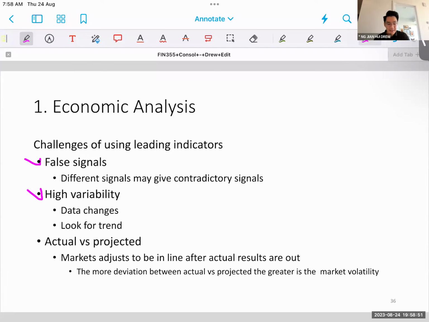So there's high variability because things keep on changing, data changes, of course, actual versus projected, right? With leading indicators generally, we might see things like order books. So order books are projected orders, right? They are not actual orders. So it might not be accurate, because whatever is projected might change in the future as well, right? So the more deviation between actual and projected, generally the leading indicator tends not to be very accurate.